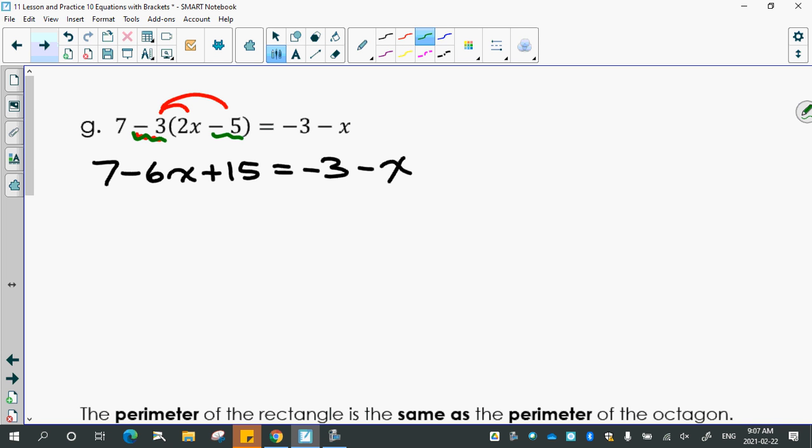Okay, and everybody had the 7 minus 6x. A lot of people had plus 15, which was great. Next equals -3x. Minus x. Okay, and then I saw people adding 6x to both sides, which made my heart happy, because that's going to leave me with a positive number of x's on this side. And then I could also, on this step, if I want to, add the 7 and the 15 together.